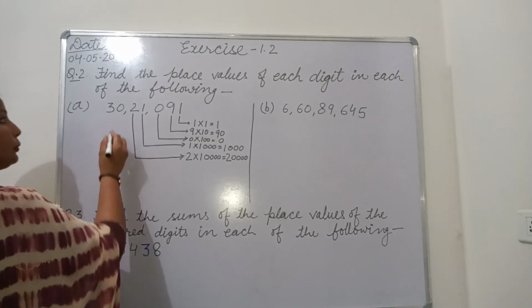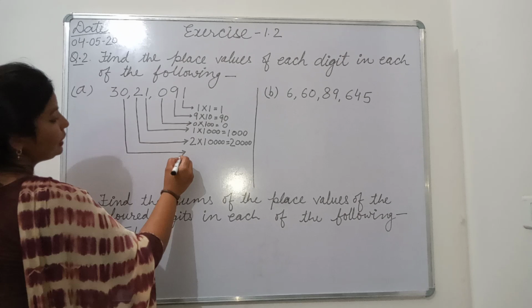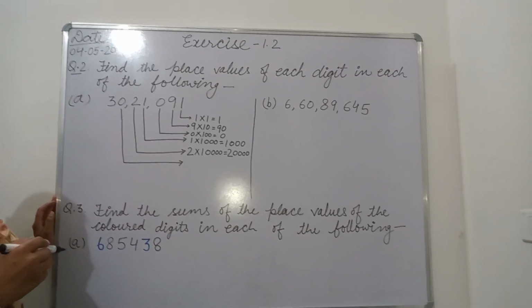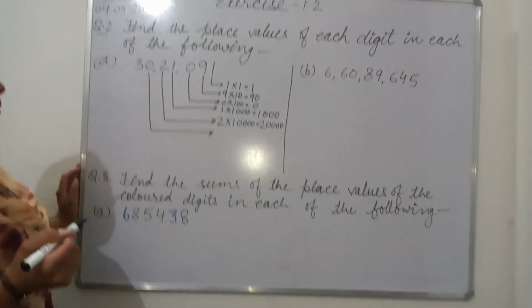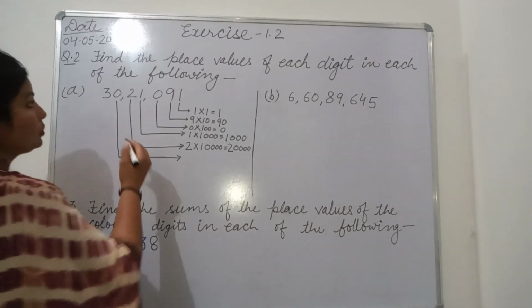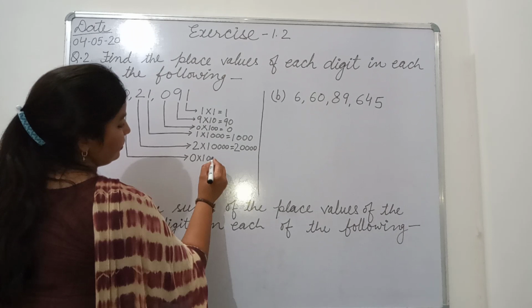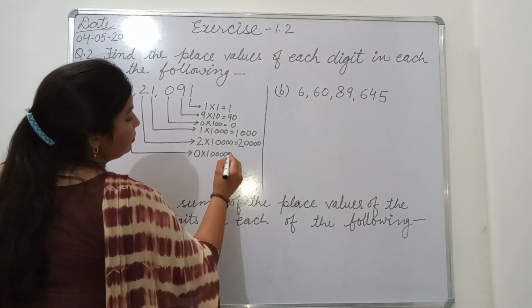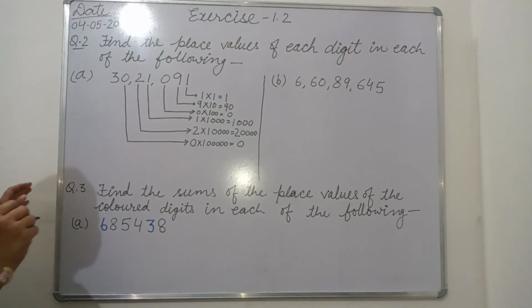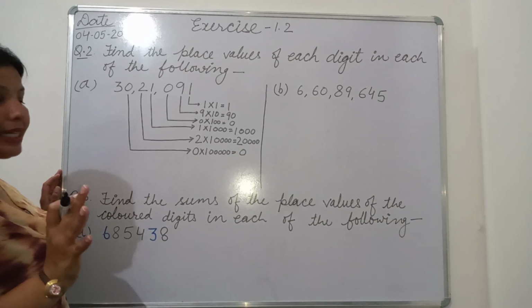Next is 0. Again 0. 0 place value and face value always remain same. 0 place value will be also 0 and face value also 0. Because 0 multiply by any number, then you will get 0. Okay. So 0 is on lakhs place. So 0 multiply by lakhs. So it becomes 0. Only 0 has place value and face value always same.